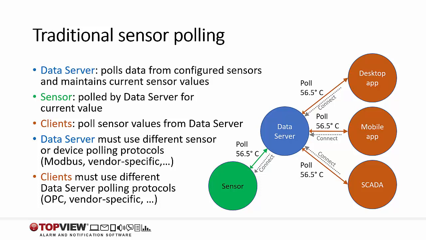Clients who connect to the server can request the current values and statuses of sensors. The protocol between the clients and the data server is typically different than the protocol between the data servers and the sensors. Sensor values read by the clients can only be of a type supported by the protocol between the clients and the data server, therefore limiting the types of sensor data that can be supported.